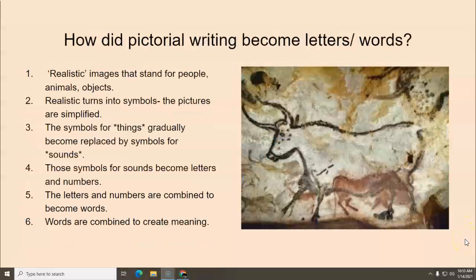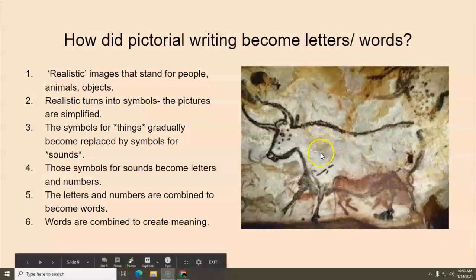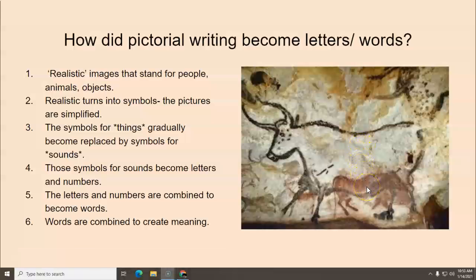So how pictorial writing became letters and words. It starts off with those realistic images that stand for people, animals, and objects. Like here we have the cow. And then the realistic turns into symbols. So the pictures are simplified. So you draw something that everybody knows is a cow without you having to do all of this detail work.